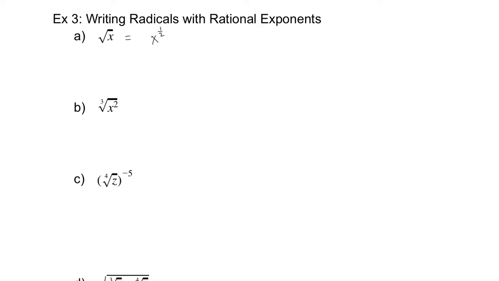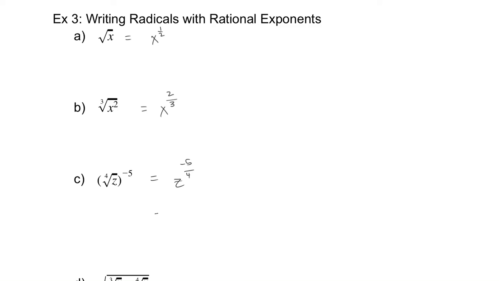Okay, so the denominator is telling me the kind of root, and the numerator is telling me the kind of power. So cube root of x squared is the same as x to the 2/3. The denominator is telling me the kind of root, and that power of negative 5 is my numerator.